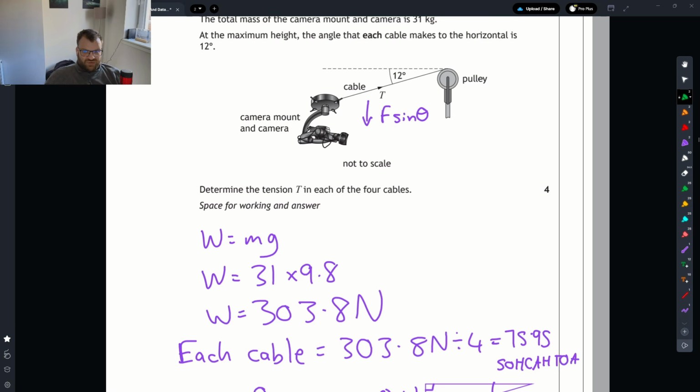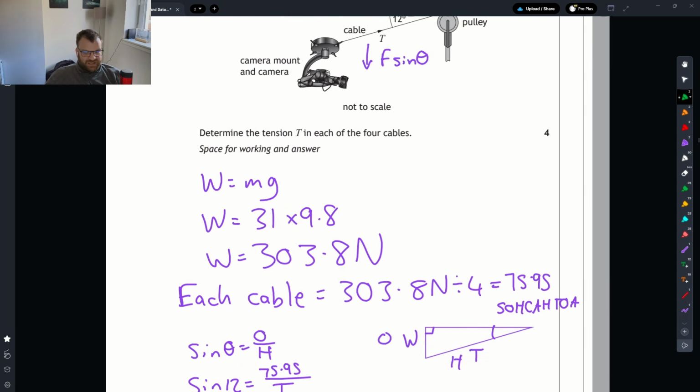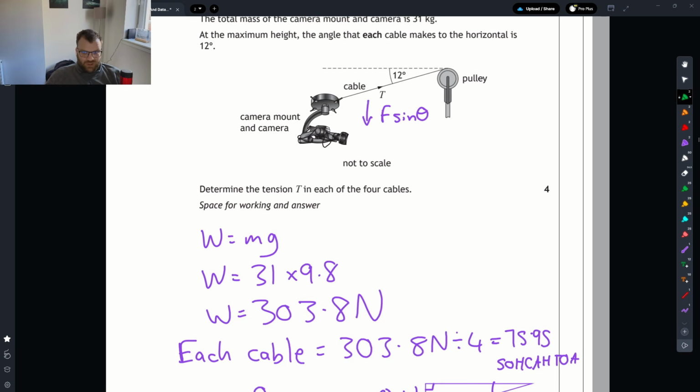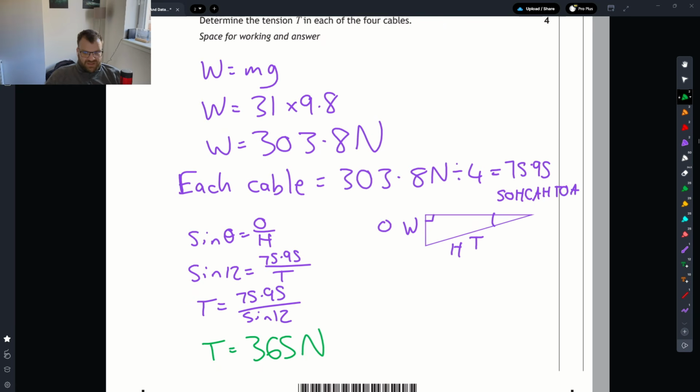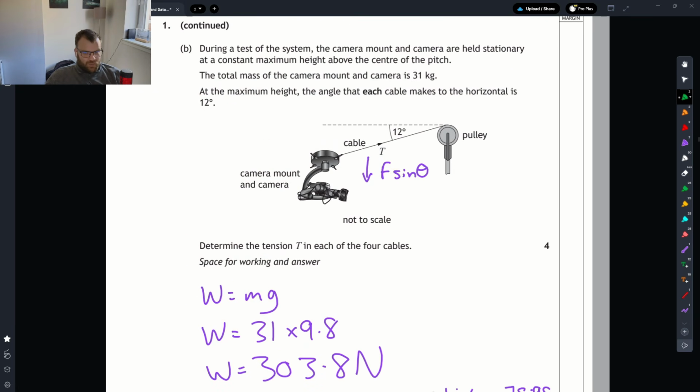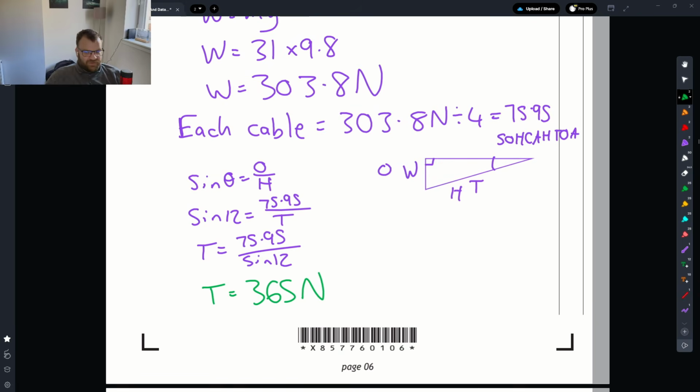So set up your triangle, look at your angle, designate them opposite, adjacent, and hypotenuse, and then look at which one you're asked about. So you're asked about this one, so we have to have a calculation involving the hypotenuse, and we also know now the weight, so we know the up and down bit, we know the opposite for that.